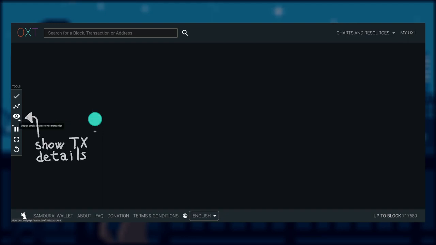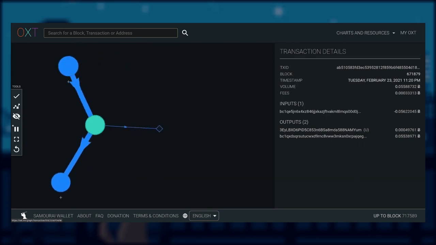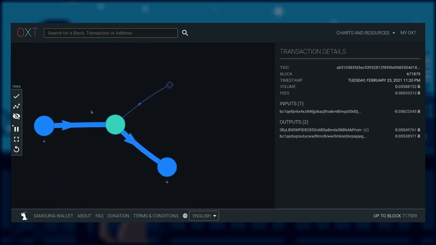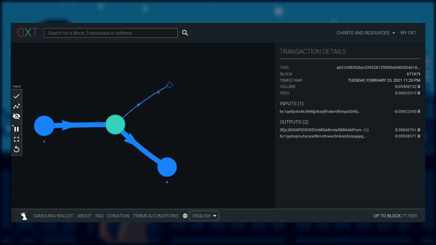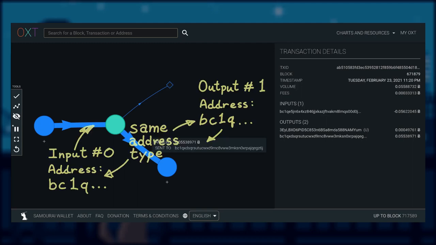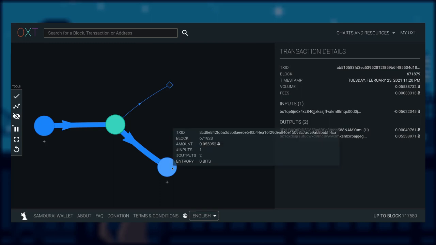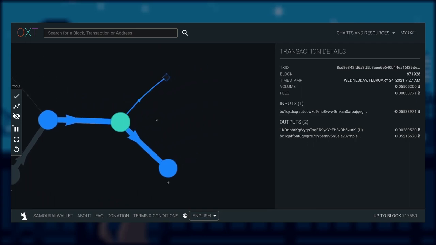Let's take a look at our first transaction example over at OXT. Select the transaction, get the transaction details up, and expand the transaction graph. Input 0 here has the address beginning with BC1Q. Output 0 on the other hand begins with 3. And output 1's address format is the same as the input. According to our heuristic, output 1 should be the change output since they have the same address format.